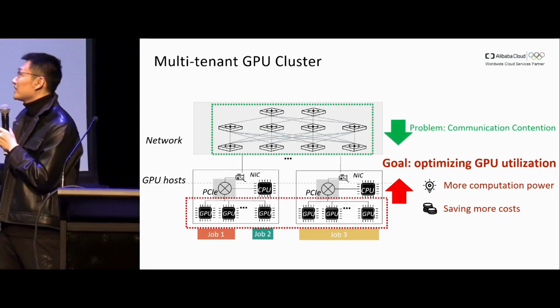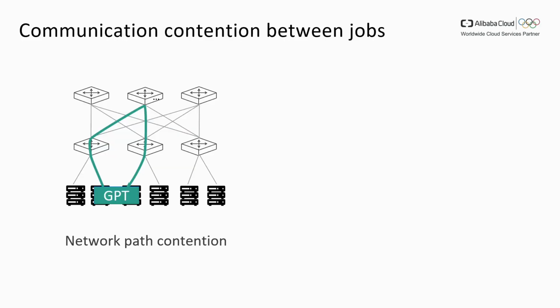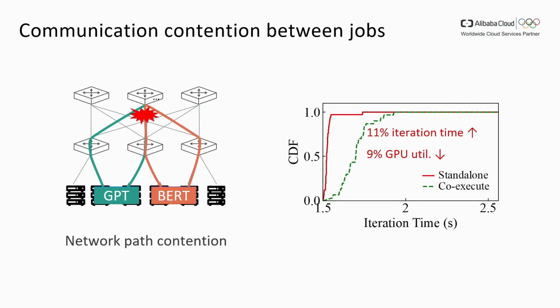However, the design of multi-tenant GPU cluster introduced a new problem, communication contention between jobs, and it significantly decreased GPU utilization. Now, let's see an example. Suppose we have a GPT model running in a GPU cluster. If we run a BERT model together, two jobs may share the same network links and compete for the network. We call this communication contention on network path. For this example, our experiment shows that the iteration time of GPT model is increased by 11%, and the GPU utilization is dropped by 9%.